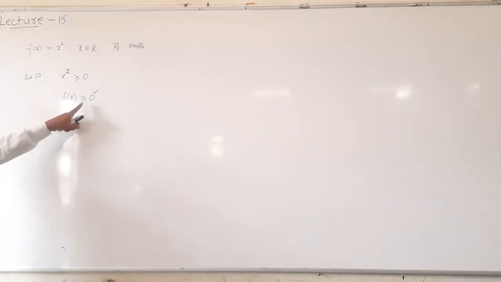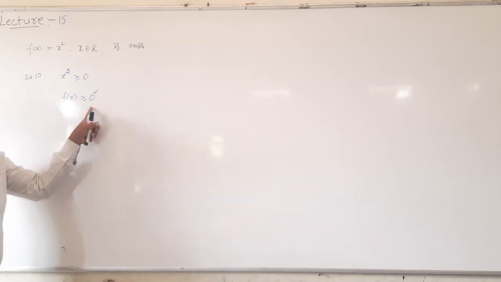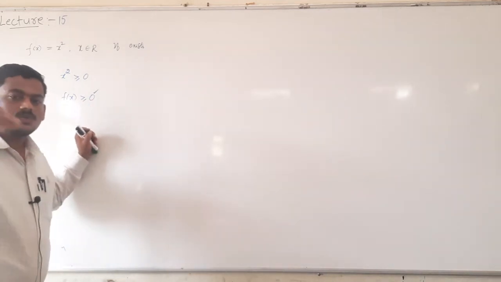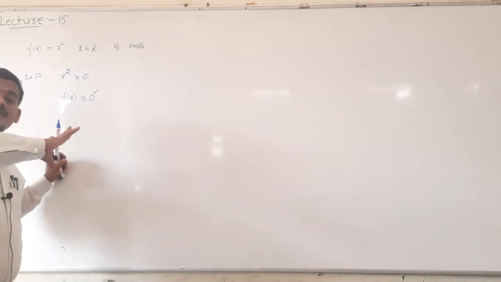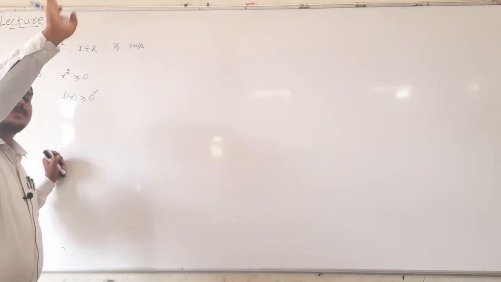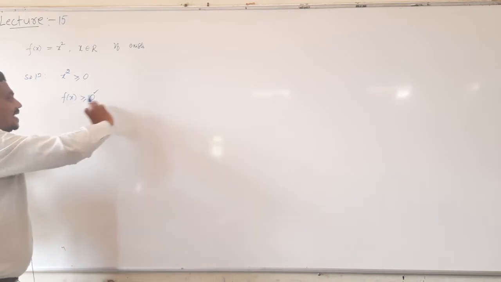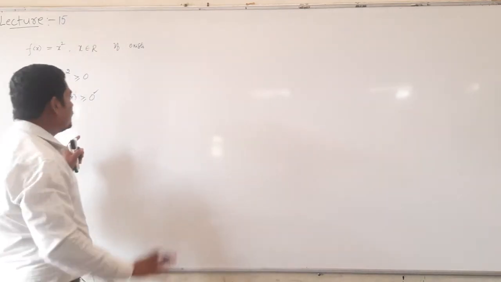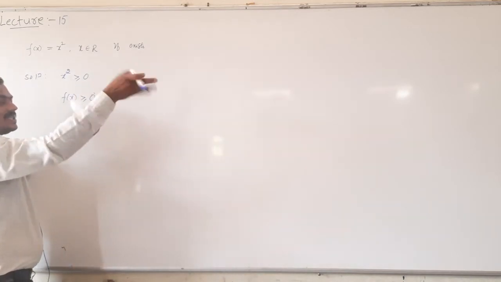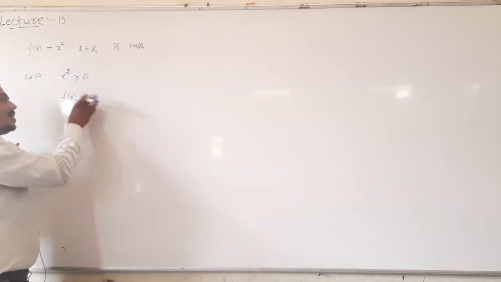f of x is greater than or equal to 0 means the least value is 0, but there is no maximum value. There is no fixed maximum value. You can take any value more than 0. There is no fixed maximum value, but the minimum value is 0.